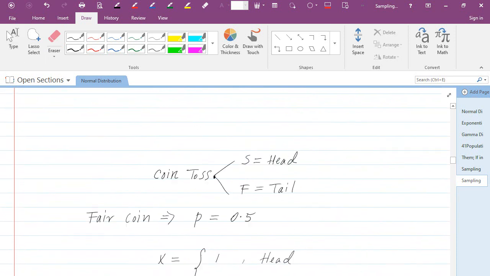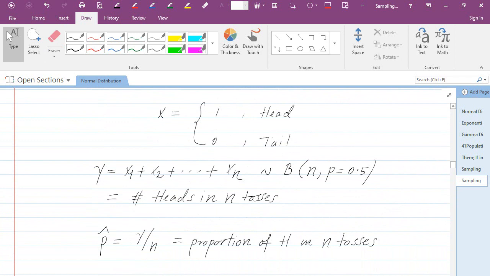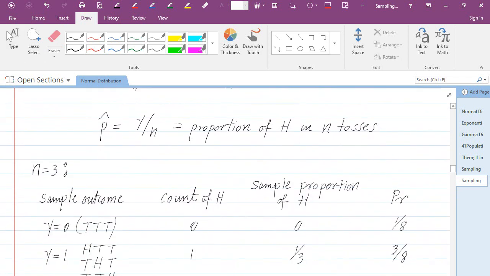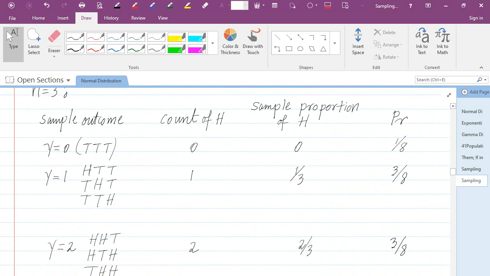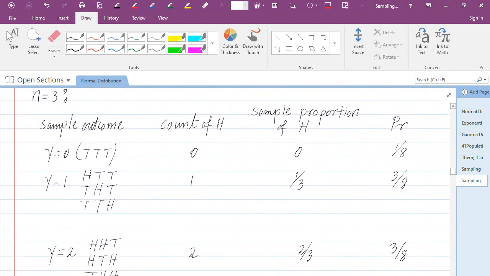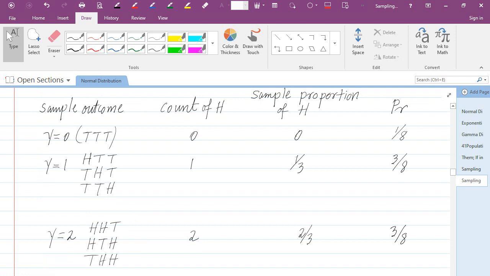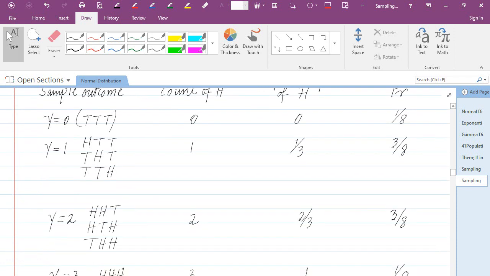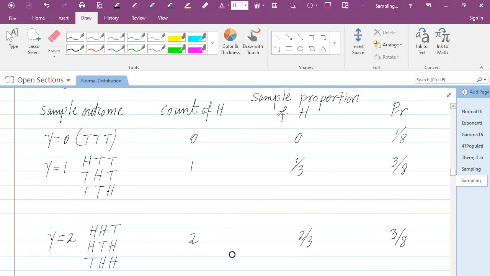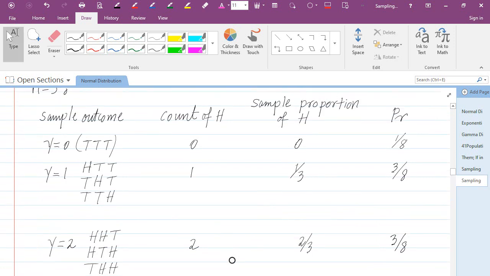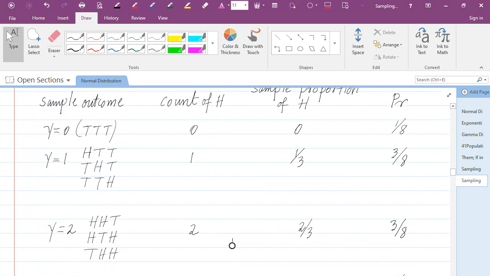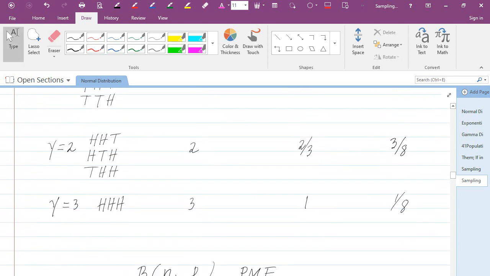So in this example, if I take a sample of size n, that is, if I toss the coin 3 times, then notice what's going to happen. y is the number of heads, so y would be either 0, 1, 2, or 3. The probability that y is 0 is 1/8. The probability that y is 1 is 3/8. The probability that y is 2 is 3/8, and the probability that y is 3 is 1/8.